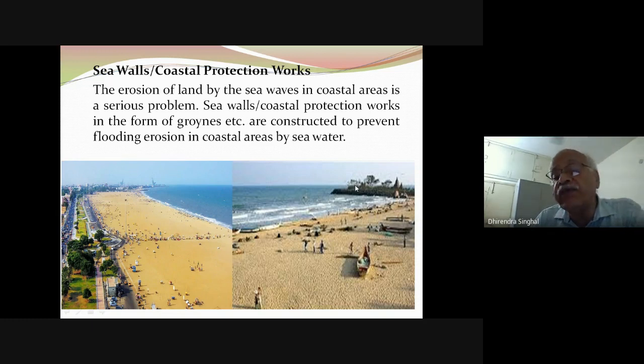But this photograph is from Mahabalipuram, and you can see this is that famous Shore temple. Now we have to protect the Shore temple here. So that's why you can see over here we have protected it through this stone work. It depends: for example, if you go to Pondicherry, you will find a lot of construction just along the Bay of Bengal, so that has been protected like this. So that's what coastal protection work is.